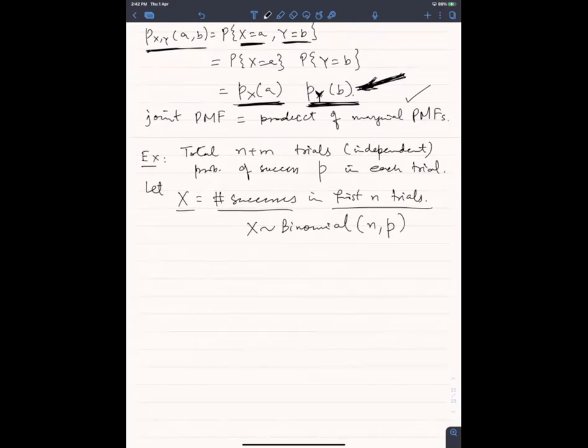अच्छा, let's also define y as number of successes in last m trials. टोटली हमारे पास n प्लस m ट्रायल्स थे, और जो आखिरी m ट्रायल्स थे उसमें y को नंबर ऑफ सक्सेसेस वहां पे कह दिया. What would be the distribution of y? Answers in the chat window please, with parameters. Answers in the chat window. Hello, anyone?